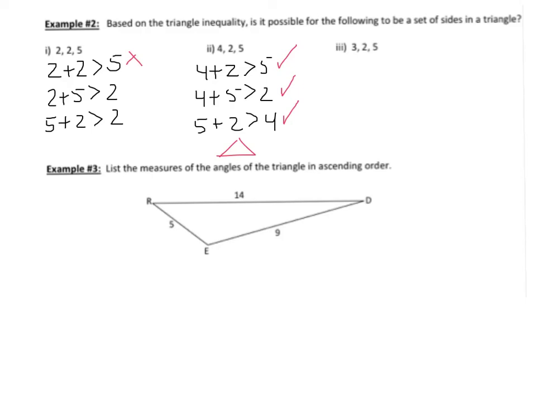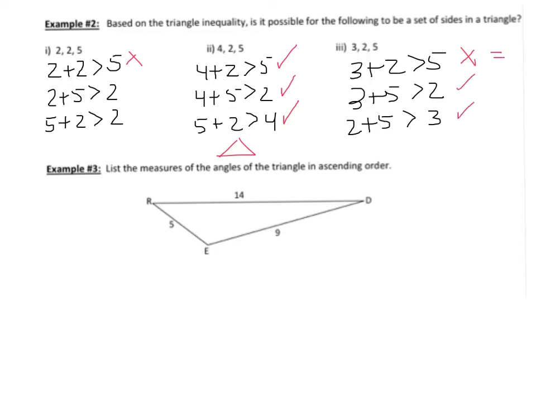And finally, 3 plus 2 greater than 5, 3 plus 5 greater than 2, 2 plus 5 greater than 3. Are those all true? Well, right off the bat again, is 3 plus 2 greater than 5? It is not. They are equal, and it has to be strictly greater than. So it doesn't matter that these two are true. This one being false means that this is not a triangle.